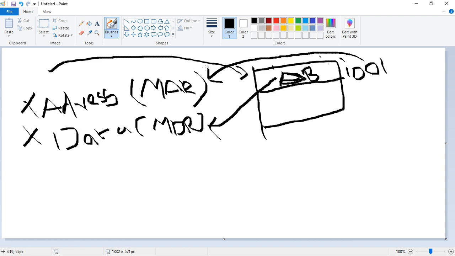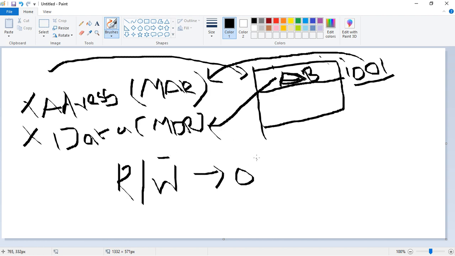So this is what is happening. The MAR register will have the address part, and MDR will have the data part. So two parameters, okay, fine. And what we'll do, we will make the read bar write, that is the control part, and we'll put the control part to 0. Okay, don't put 1 here.